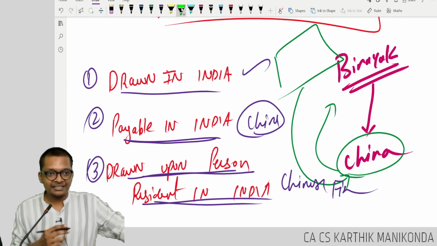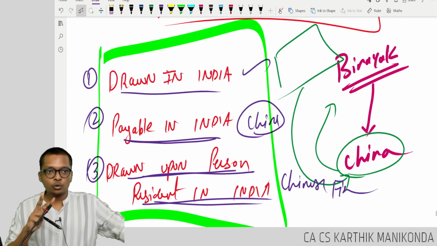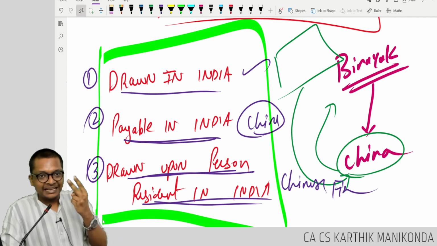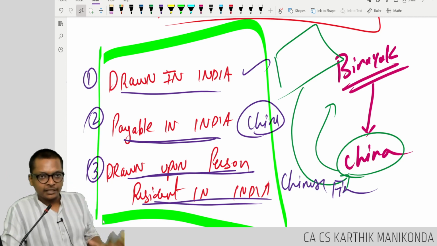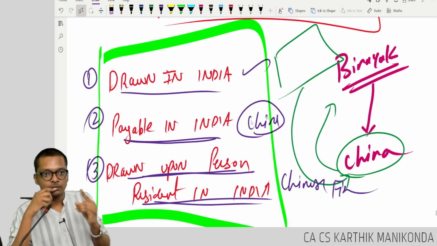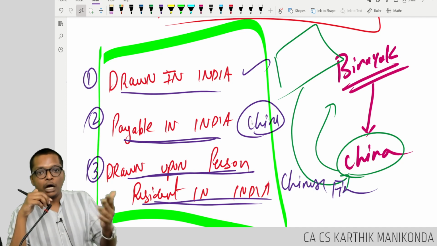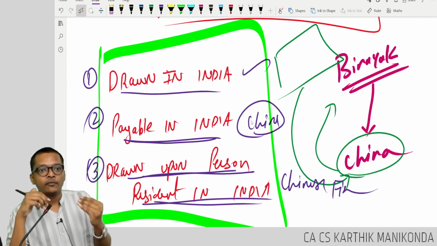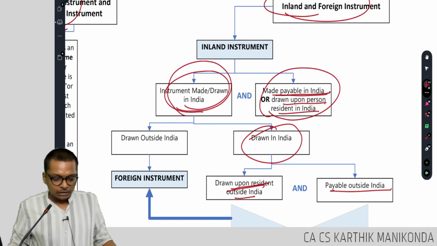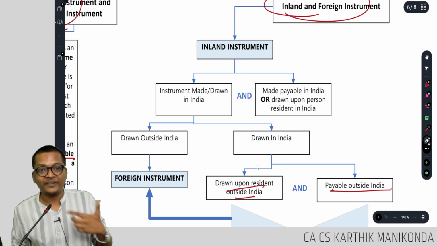I'll give you the shortcut, then we'll get to the logic. Out of these 3, any 2 should be India. That's it. Out of these 3, any 2 should be India. Are you following, guys? In our example, how many are in India? 1. Only drawn in India, and the rest are all outside India. So it is a foreign instrument. Are you following, guys? Now I'll explain this chart, and then I'm going to give you at least 4 to 5 examples which you can relate to.